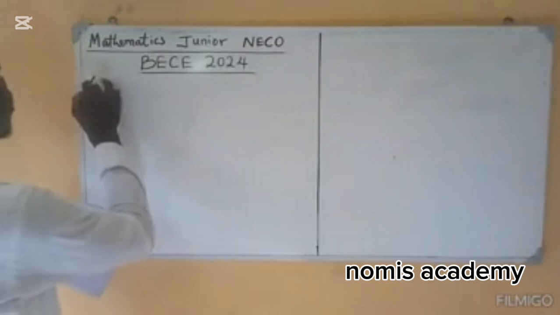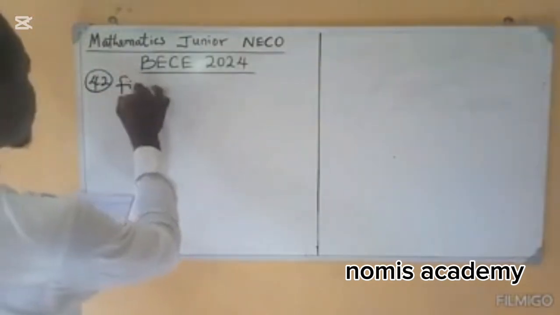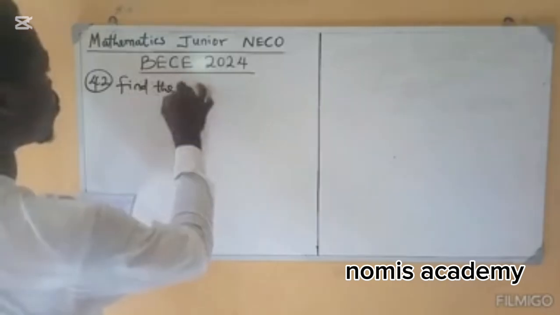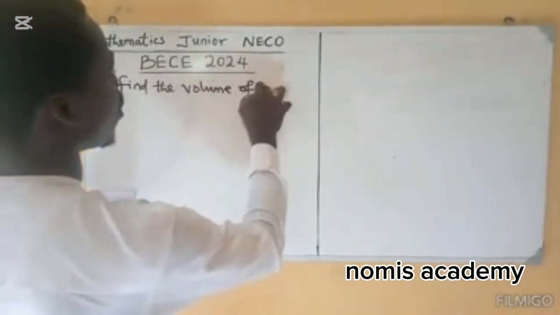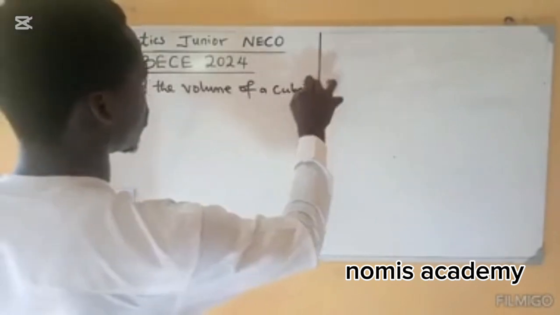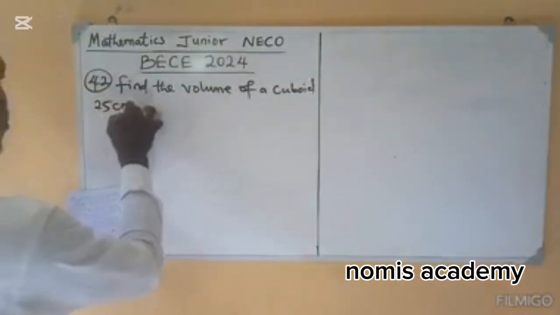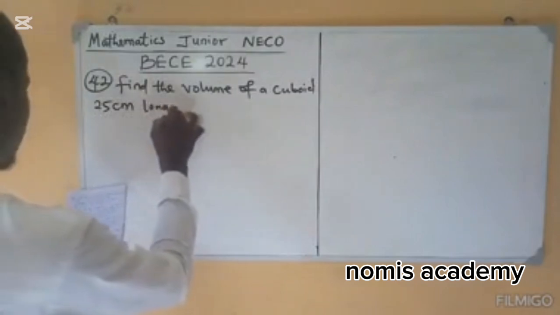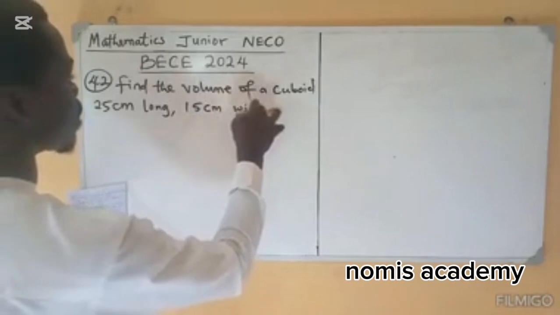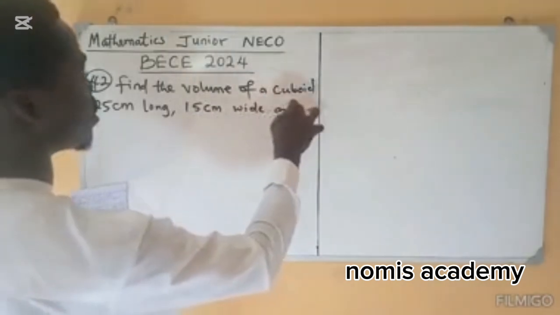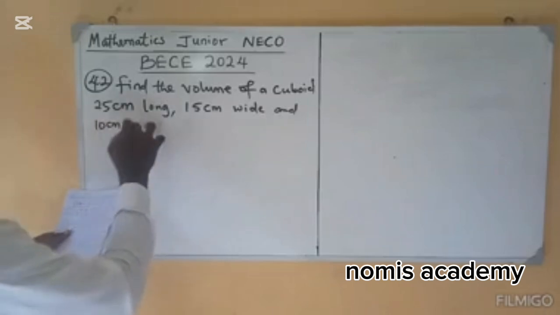Question number 42. It says, find the volume of a cuboid which is 25 centimeter long, 15 centimeter wide, and 10 centimeter high.